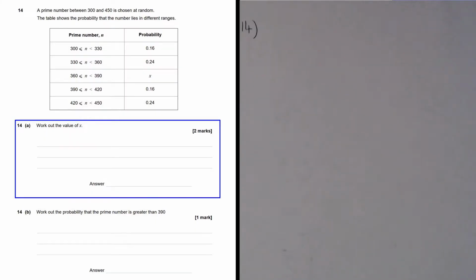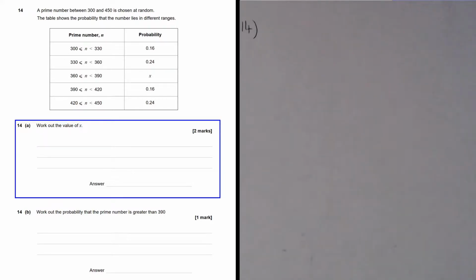In question 14, we are given that a prime number between 300 and 450 is chosen at random. And we are given this table that shows the probability that the number lies in different ranges. So for example, we can see from the table that the probability that the prime number n is greater than or equal to 300, but strictly less than 330, is 0.16.